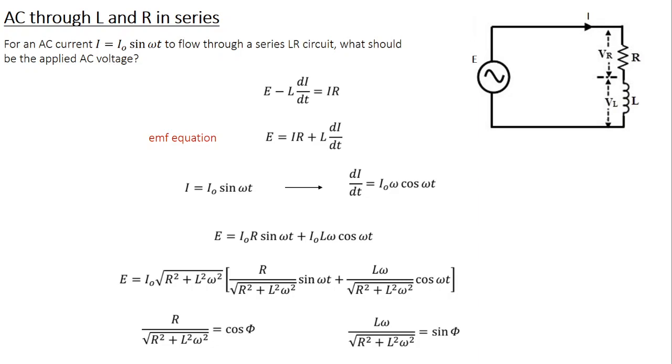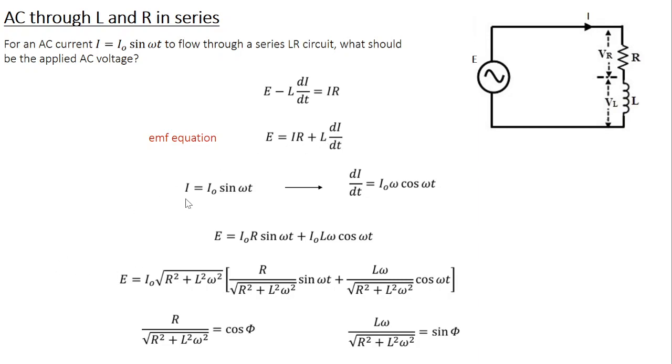As always, starting point is writing down the EMF equation. We know that out of the applied voltage E, a part of it is utilized to overcome the back EMF associated with the inductor, minus L into di by dt, and the remaining part drops across the resistor. So there are two voltage components, one associated with the inductor VL and the other one associated with the resistor VR. So the total applied EMF E can be written as sum of VR, which is I into R, plus VL, which is L into di by dt.